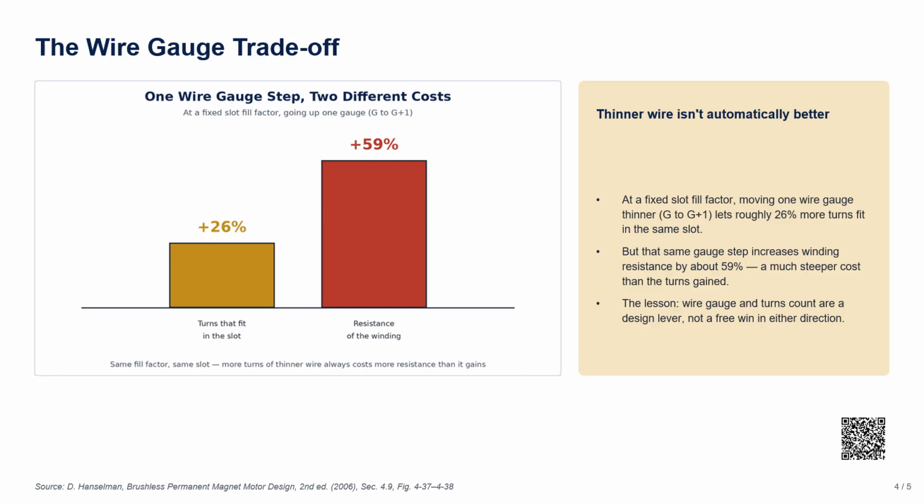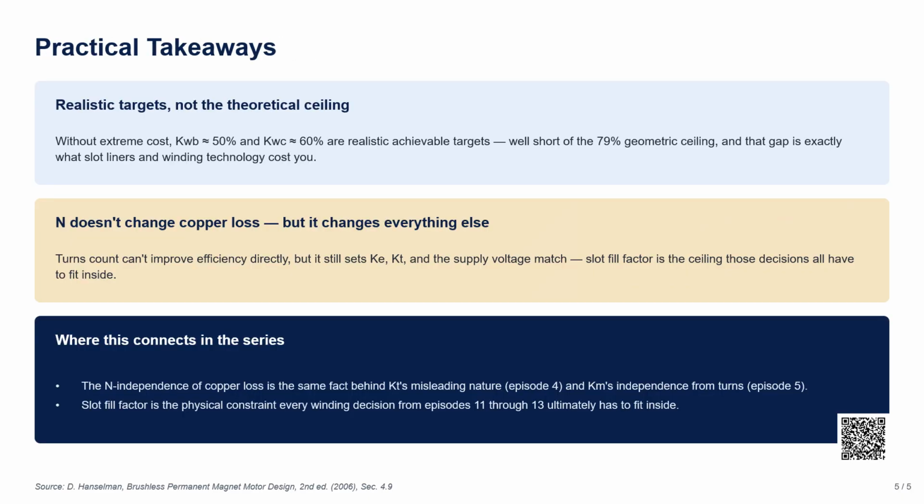The lesson here is that wire gauge and turns count aren't a free lever in either direction. Going thinner buys you more turns, but it costs you resistance at a much faster rate. Let's close with what actually matters in practice.